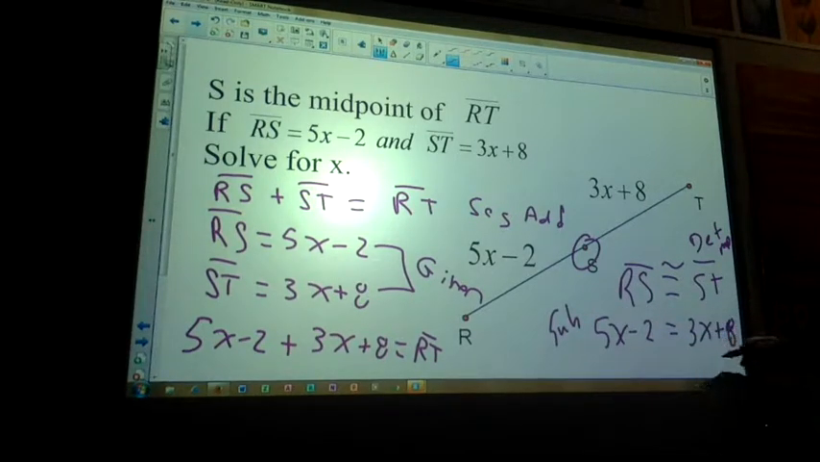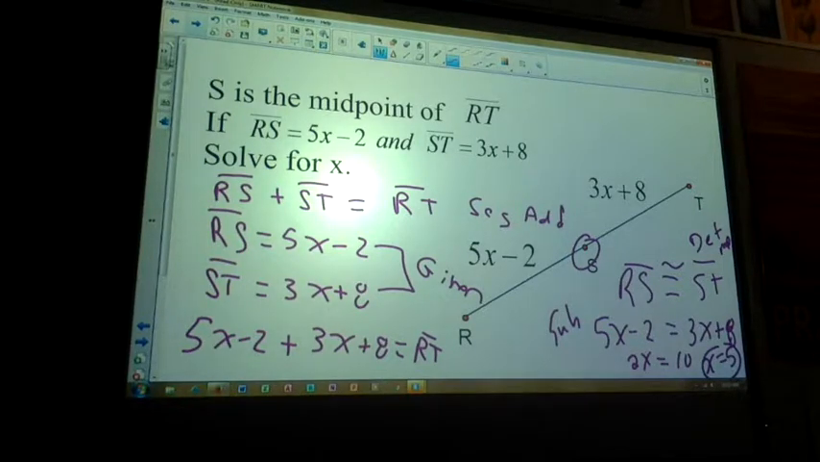I could state that RS is equal to 5x minus 2. And I could state that ST is equal to 3x plus 8, and in real simple terms, we'll say this was given to us. And then we could go a little bit further to say that 5x minus 2 plus 3x plus 8 is equal to RT, which might not help you, but that could tell you the whole thing is 8x plus 6 in length.